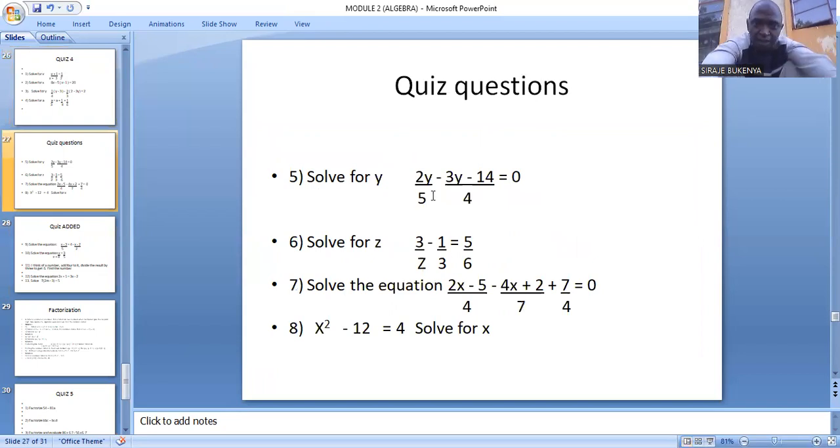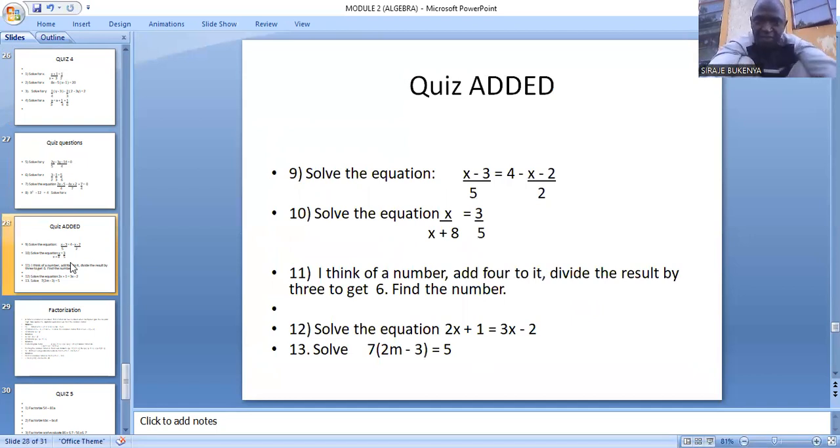Solve 2y out of 5 minus 3y minus 14 out of 4 is equal to 0. Solve z out of z minus 1 out of 3 is equal to 5 over 6. So you have to use your ideas of LCM, got from fractions that we discussed in module 1. Solve the equation here, get the LCM, multiply on all terms, and then you can get the solution using our rules. x squared minus 12 is equal to 4. Solve for x. That means you have to use your rules, combining two rules. Here there is power and also combining the rule of subtraction. There are more questions you could try here.